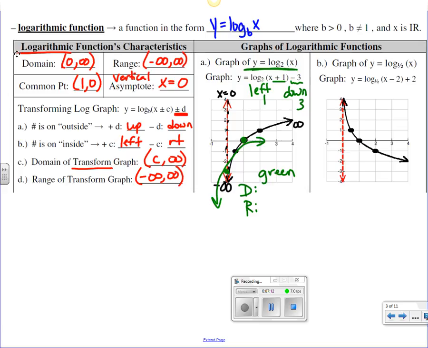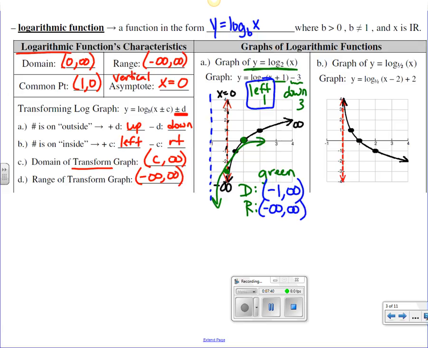Feel free to pause this video at any time and rewind it if you miss something or if you want to hear it repeated. So the domain for this one, this asymptote has now shifted left 1. So your domain is negative 1 to infinity. And your range will always be negative infinity to infinity for a log function.